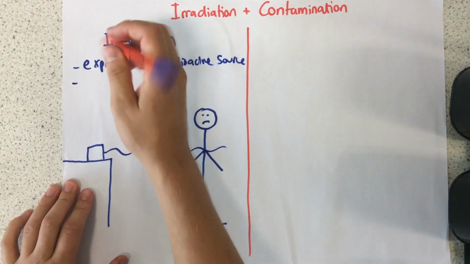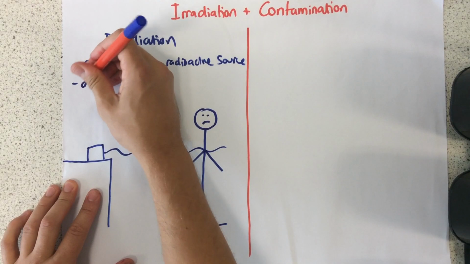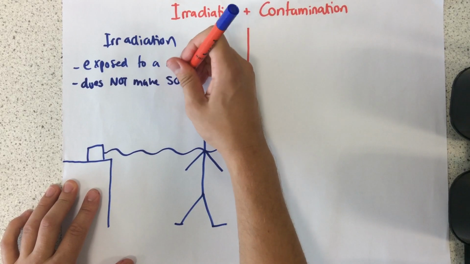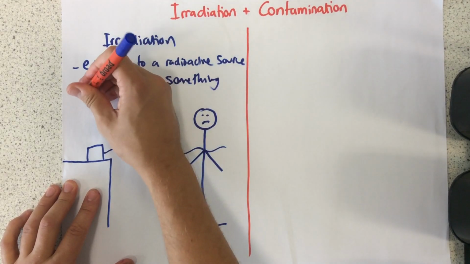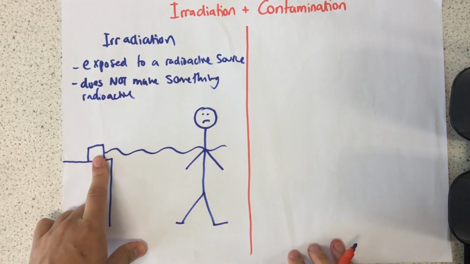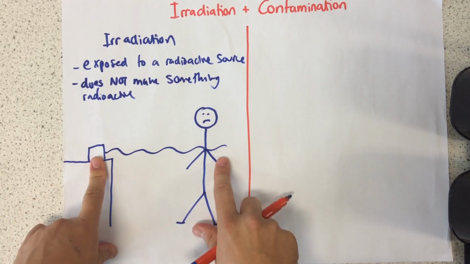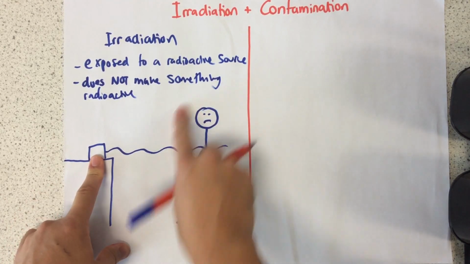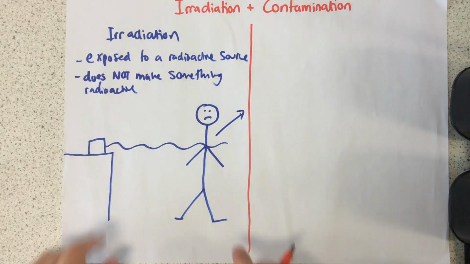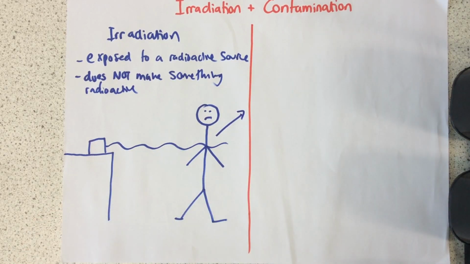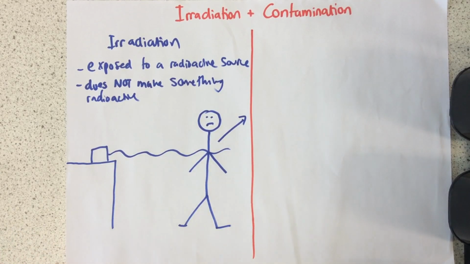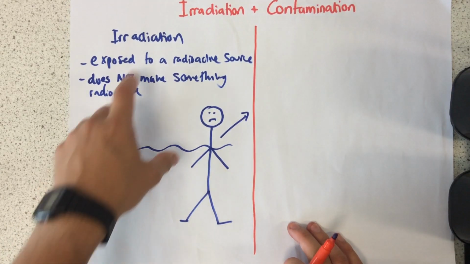However, the important thing about irradiation is it does not make something radioactive. Now, what does that mean? That means that this person will only be affected by that radioactive source when they are in close proximity to that radioactive source. Let's say the second this person leaves the room and they go elsewhere, they are absolutely fine. They are no longer going to be affected by this radioactive source. That is irradiation.